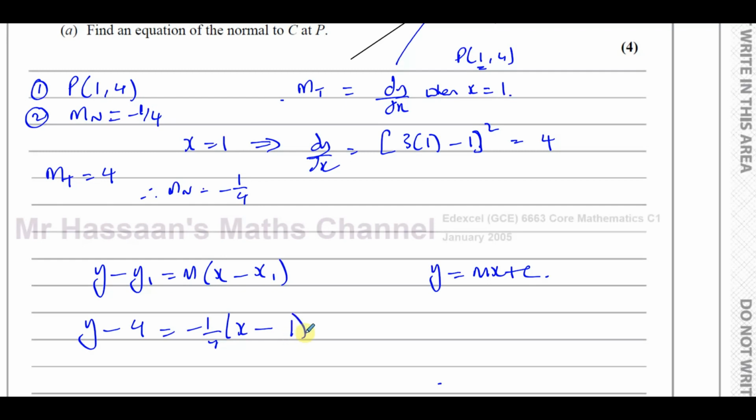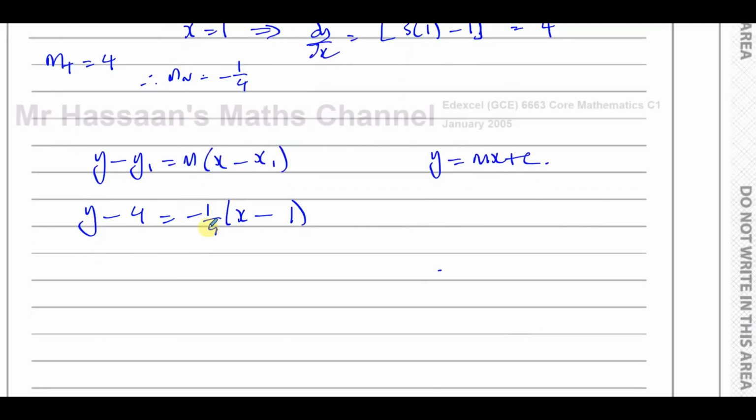Now I have two choices here. If I want to express my answer as ax + by + c = 0, where a, b, c are integers, which sometimes they do ask us to do, then at the next stage I would multiply both sides by 4, in which case I'm going to get 4y - 16 = -x + 1.